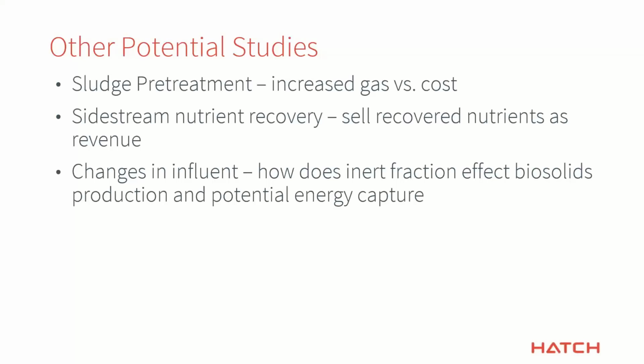And then lastly, changes in the influent. I mentioned way back at the beginning of the webinar that your sludge production is a function of many things, including your influent characterization. So if your influent has a huge amount of inerts, then you're getting a lot of sludge that doesn't have so much stuff that you can convert over to methane. So you're not going to see that same kind of feedback that you might see in some of the examples that we had here.